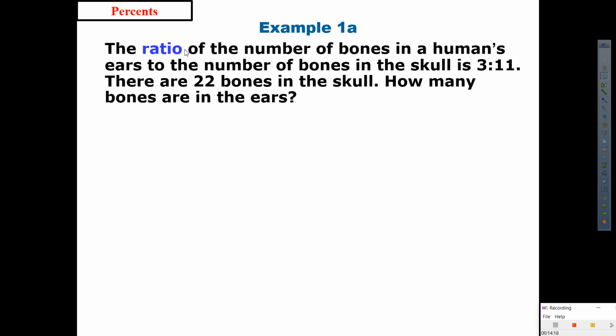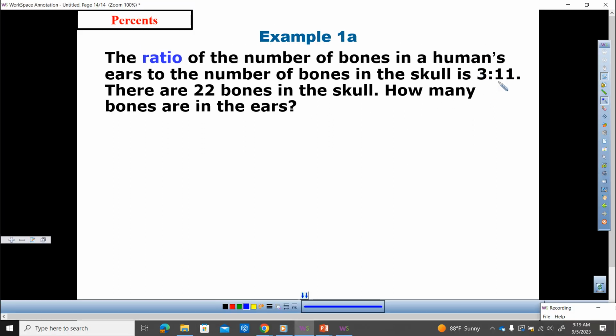And it reads, example 1A, the ratio of the number of bones in a human ear to the number of bones in the skull is, how do you read this? 3 to 11. So like ratio, what does the word ratio remind me of? 1 fraction. Okay. So let me make that into a fraction. So you're just paying attention. You're not copying this. Here it goes. Can I write this as a fraction? Yes.